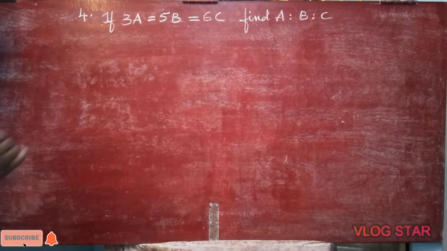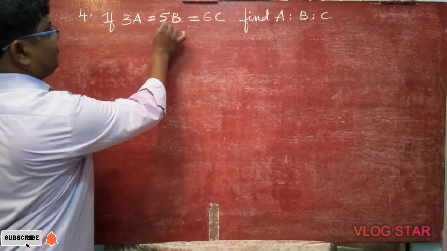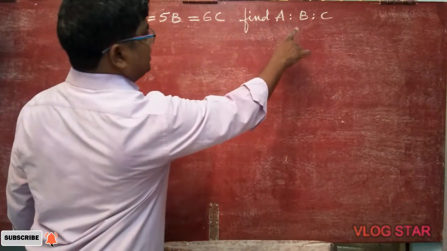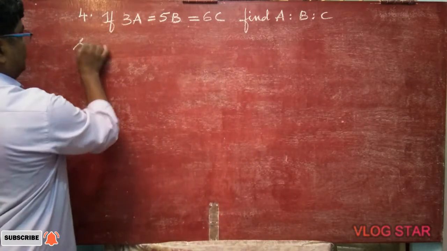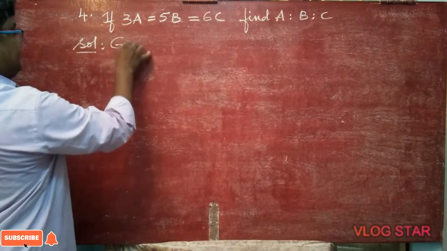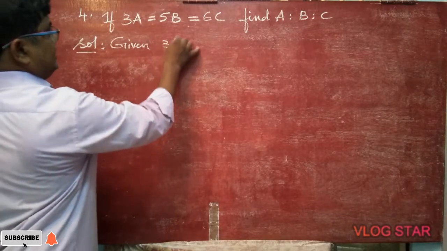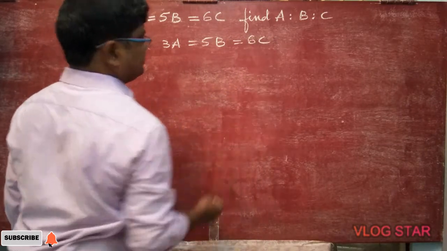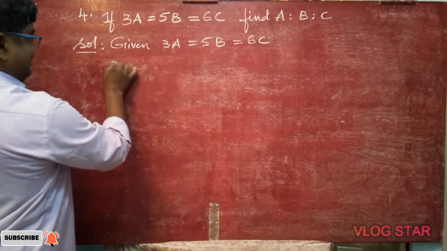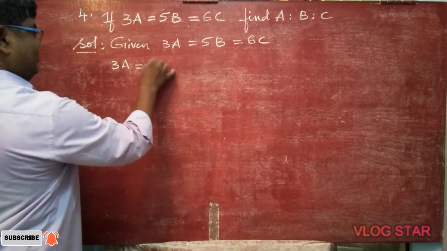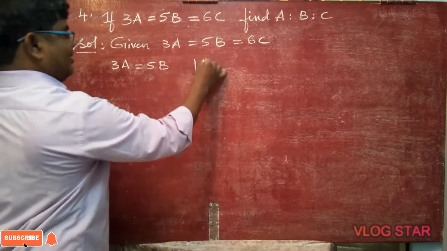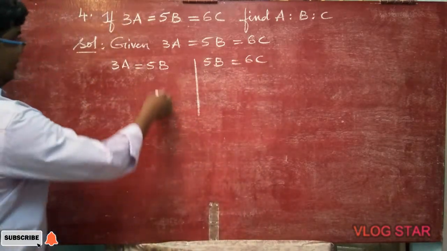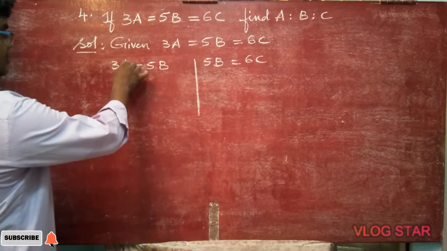Fourth problem. If 3A is equal to 5B is equal to 6C, find A is to B is to C. Solution. Given 3A is equal to 5B is equal to 6C. So how I am writing means 3A is equal to 5B and again 5B is equal to 6C. I am separating. Bring variables to one side, numerical values to another side.